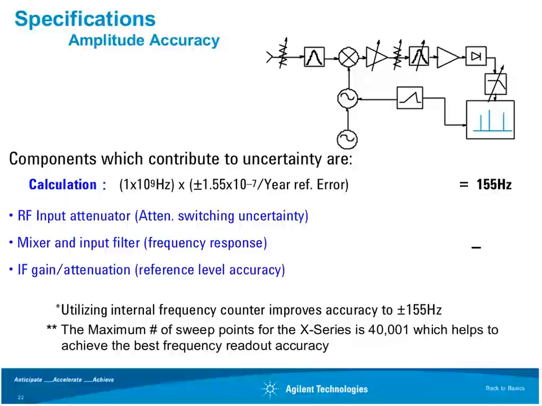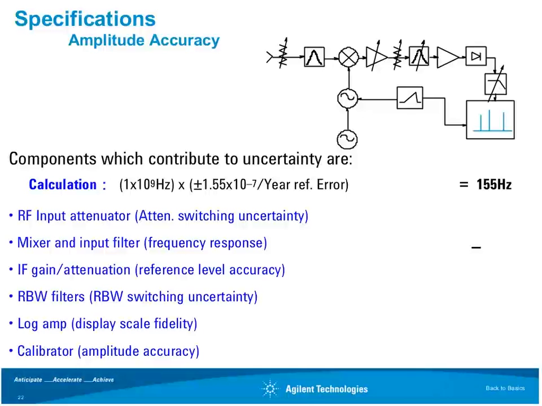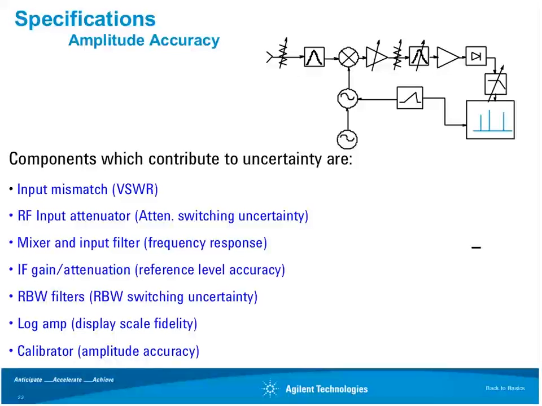All right, now amplitude accuracy depends, again, on a number of different factors. One of the most basic ones would be the input mismatch, or the voltage standing wave ratio. If I have a very poor match, there will be uncertainty associated with that. And for those of you who are familiar with network analysis, you know that that introduces a big uncertainty into the amplitude. Now, one of the ways you can improve that, of course, is by adding attenuation at the input. That'll improve the match. But, of course, as you change that attenuator value, that in itself introduces some uncertainty.